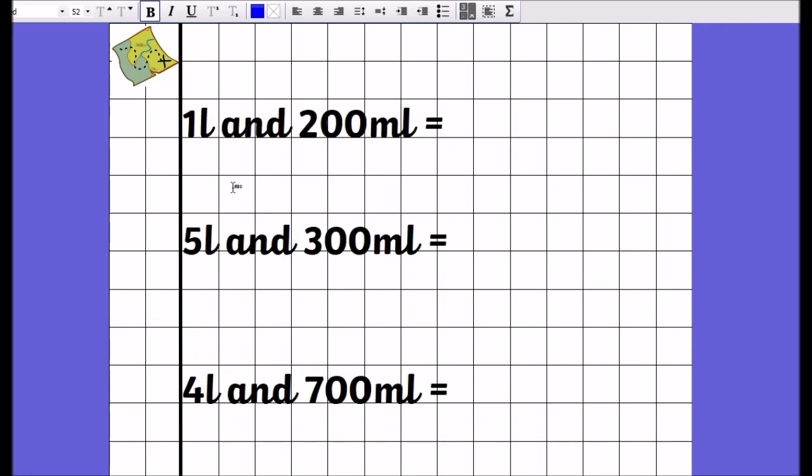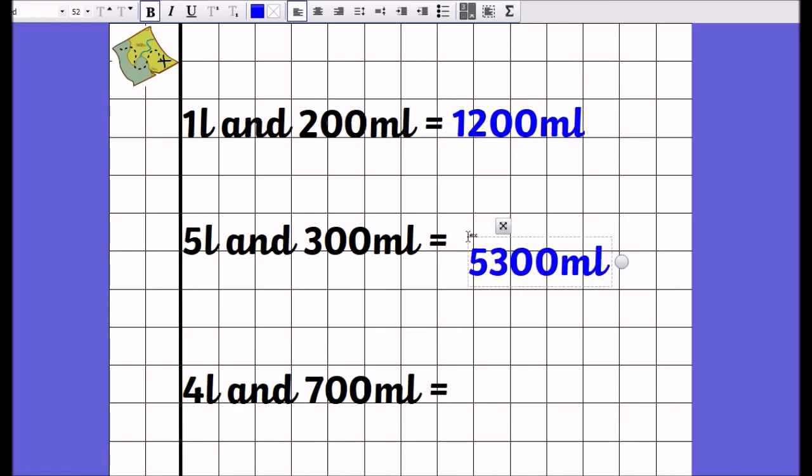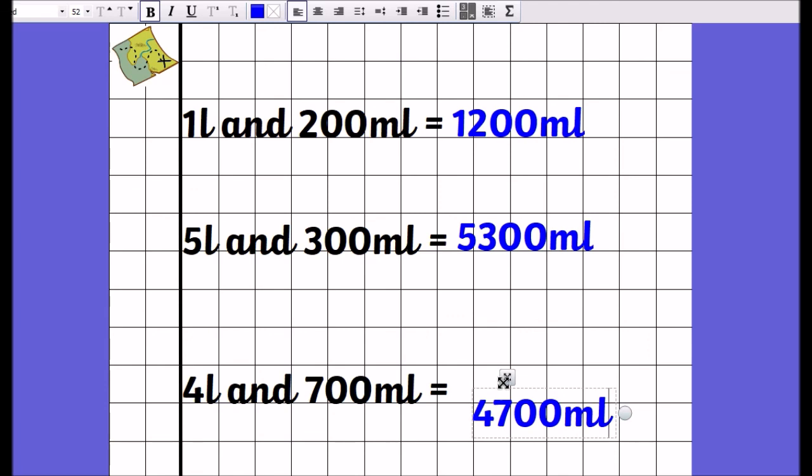And then you could have it the other way round. So 1 litre and 200 millilitres. Well, we know that 1 litre equals 1000 millilitres. So it's going to be 1200 millilitres. You just squash them together, okay? So then you've got 5 in your thousands column and 300 left to add to it, 5300. And then the same again, 4 litres, 700 millilitres. Okay, that's brilliant, well done.